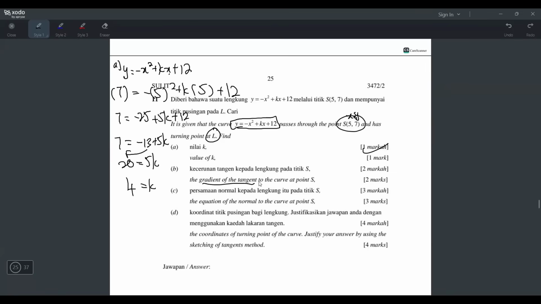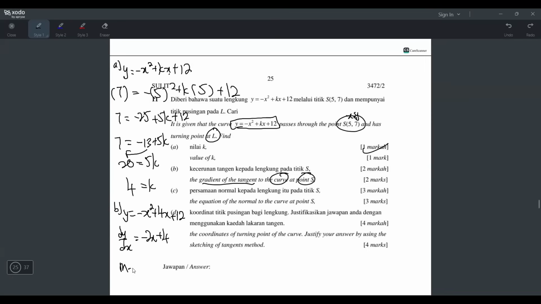B asks you to find the gradient of the tangent to the curve at point S. How do we find the gradient of the tangent? We do dy/dx. Let's write our y first: negative x squared plus kx, but you know k is 4, so write 4x plus 12. So what is the derivative of negative x squared? Negative 2x. Differentiating means you take the power, multiply it by the number in front, and then power minus 1. Next, differentiating 4x gives plus 4. This we call the gradient function. It's not the gradient of the tangent yet.